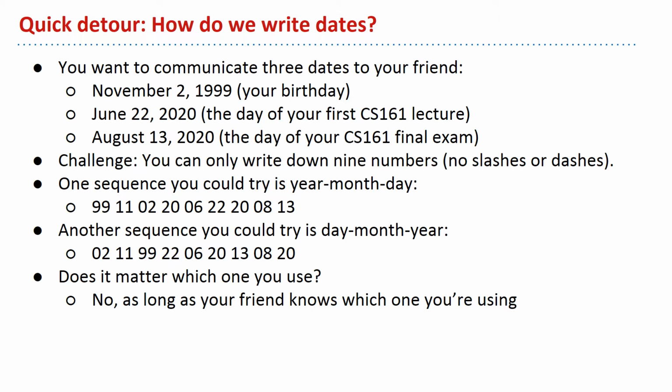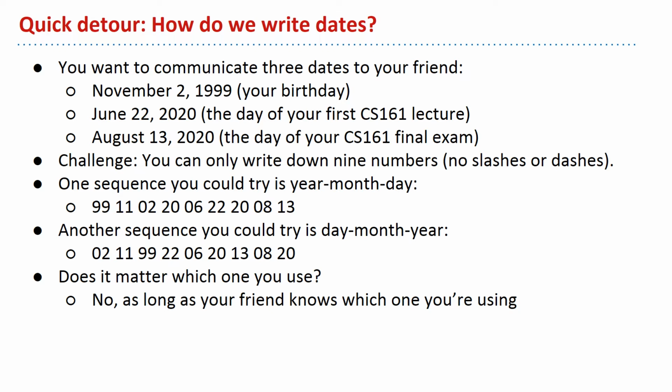Or you can try doing this backwards and you can have day, month, year within each date. So the first one, the day is 02, and the month is November, which is 11, and then the year is 1999, which is 99. And you do this for all 3 dates. So here we have 2 sequences of 9 numbers. Each one encodes those 3 dates.